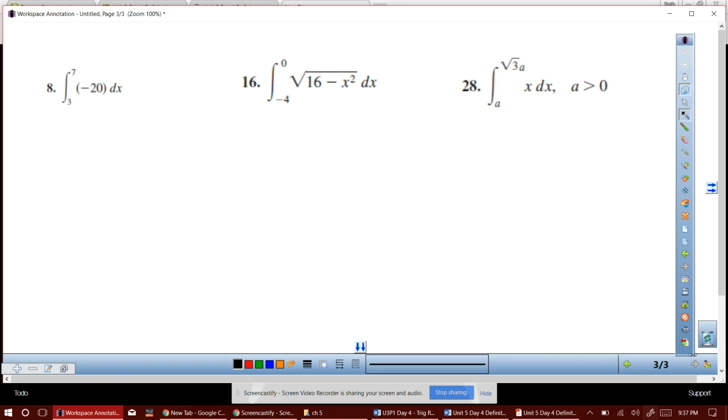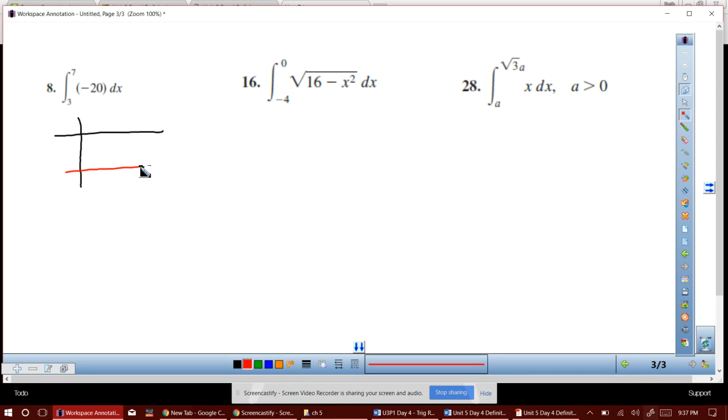Okay, so moving on, I've got 3 different problems I've pulled off of those that you're doing, just to show you how you're going to do these problems today using area formulas. Okay, so I'm going to start with this first one right here, and I'm just going to do a rough sketch. Hopefully we know that that would just be a horizontal line that went through negative 20. So I'm going to come down here, and I'm just going to draw a line through negative 20.